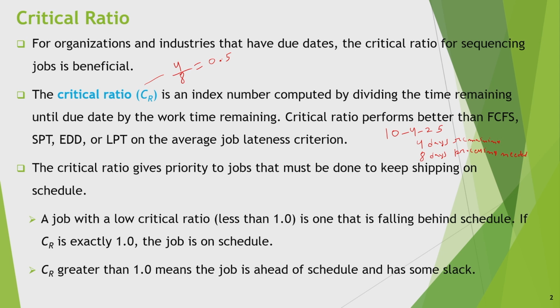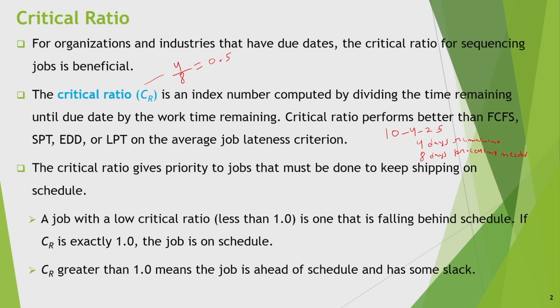Critical ratio gives priority to jobs that must be done to keep shipping on schedule. A job with a low critical ratio, that is less than 1, is one that is falling behind schedule. See, here we got 4/8, that means 0.5, so it is less than 1, which means this job is falling behind schedule. Why is it falling behind? Because only 4 days are remaining.